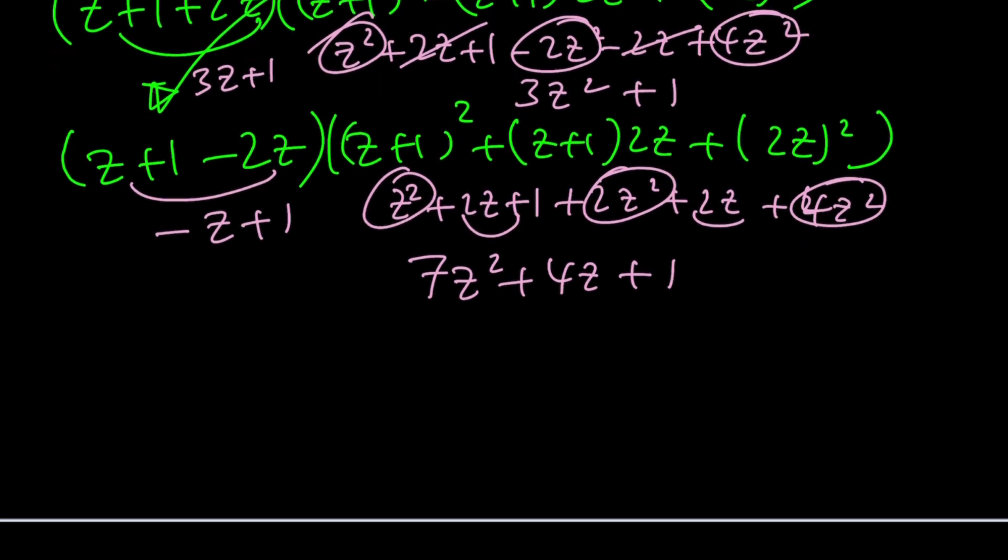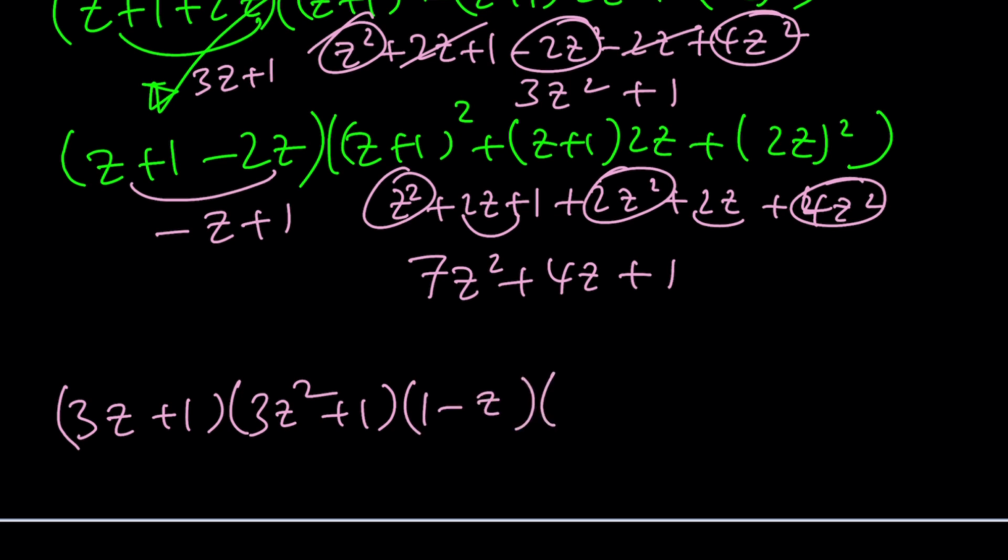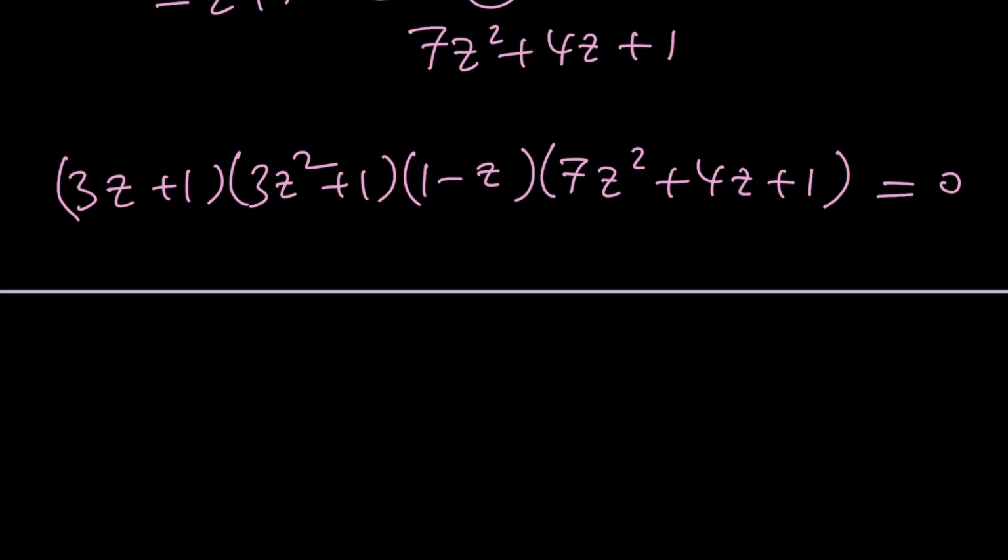So now we have the following. Our expression can be factored completely into (3z + 1)(3z^2 + 1)(1 - z)(7z^2 + 4z + 1), and that is equal to 0. How nice, right? Great, we have linears and quadratics, so that's nice. We can go ahead and solve each one.